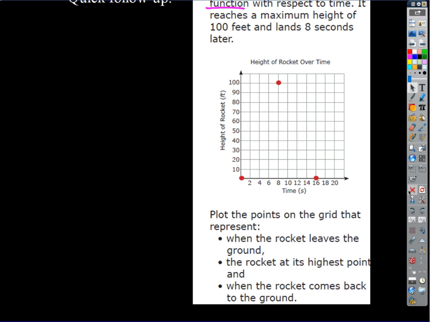So when time is 0, the height is 0 because it's on the ground. That's when it leaves the ground, right? It gets to some maximum height of 100, and then 8 seconds after it gets to the maximum height of 100, it's back on the ground again, right? So the point here is, because this is a parabola, it's got to have symmetry, right? And we're going to talk some more about symmetry today. There's a lot of questions that relate to the symmetry.